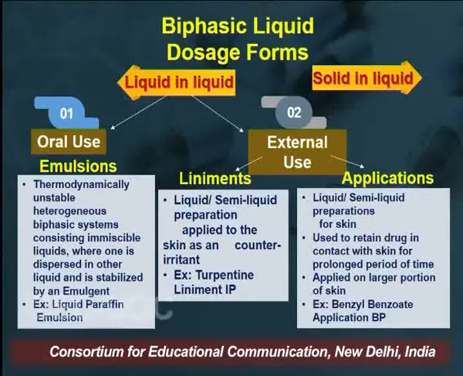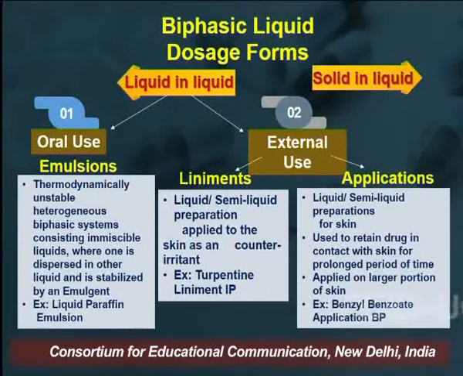Example, liquid paraffin emulsion. Biphasic systems liquid in liquid meant for external use can be liniments. Liniments are liquid or semi-liquid preparations applied to the skin and generally used as counter irritants. Example includes turpentine liniment, official in Indian Pharmacopoeia.